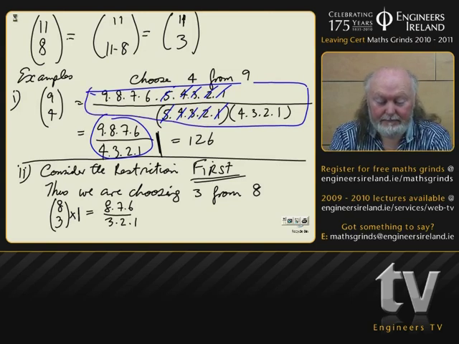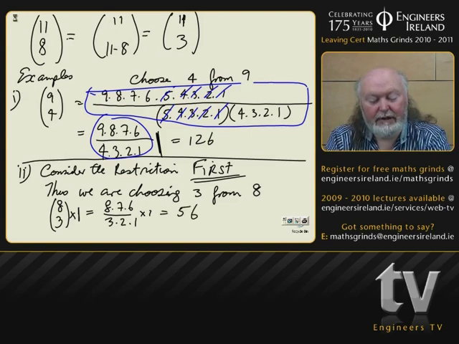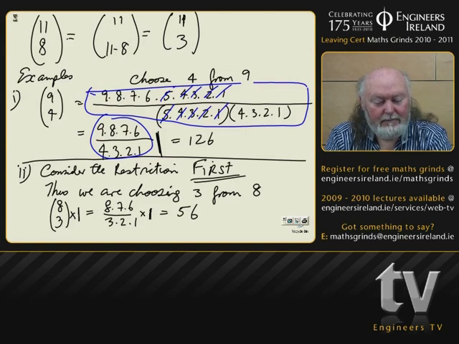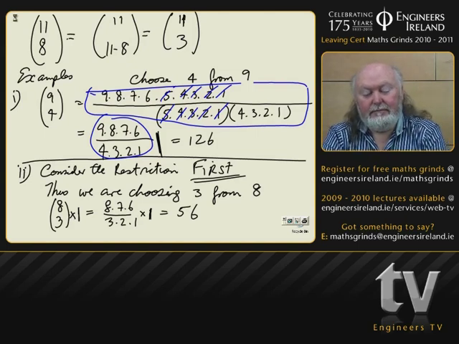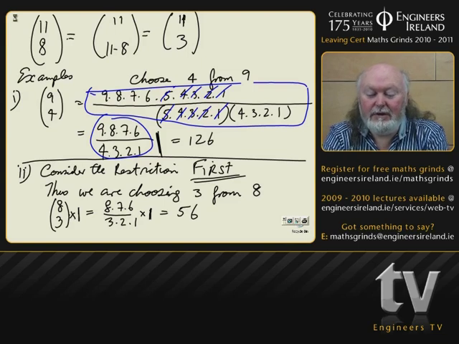Cancellation. That gives us in total 56. But don't forget that we still have to put the chairman on. So it's multiplied by 1, the 1 chairman. So that one restriction has cut down the number of ways of choosing members for this committee from 126 down to 56.